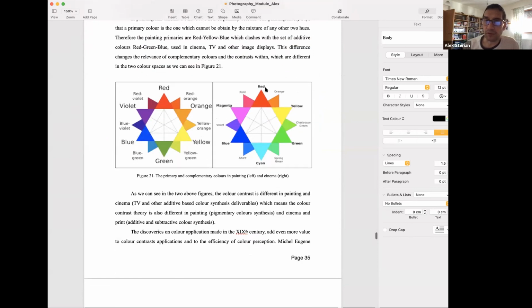The primary colors in the additive system, which are red, green, blue, have three complementaries, which are the primaries in the subtractive system: magenta, yellow, and cyan. And those three primary colors in subtractive are the main colors in print. Of course, CMYK means cyan, magenta, yellow, and the K means black.